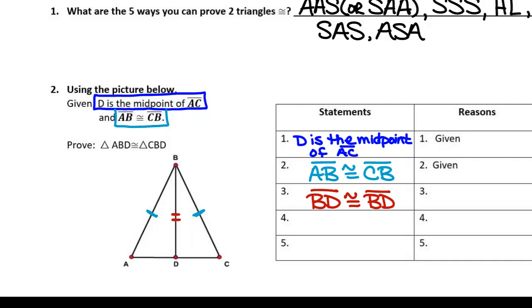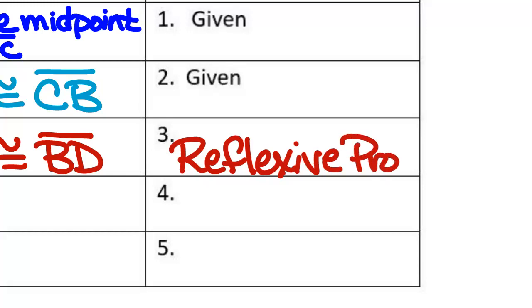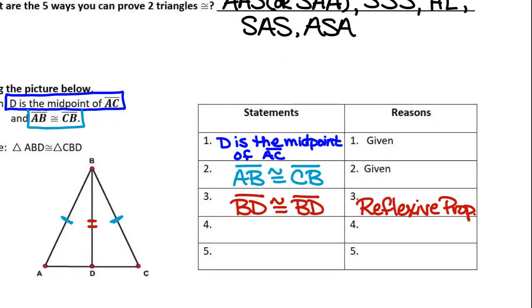Why am I allowed to say that? I've mentioned this a couple times, but I don't know if anybody's heard me or kept it in the back of their mind. It is a shared side, so what property are we using? What can I use to say something is congruent to itself? It starts with an R. Reflexive property. Anytime I have a shared side, we're going to use our reflexive property to say that it is congruent to itself.